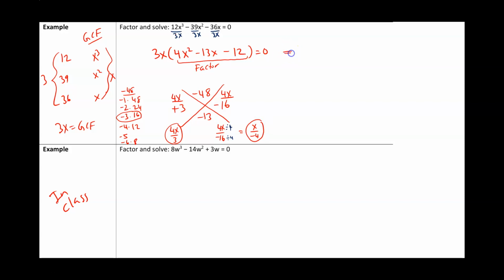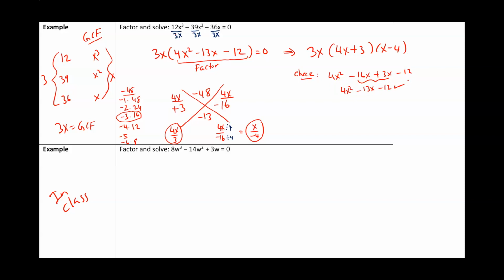So I'm going to rewrite this over here. I have the 3x that's separate from the parentheses we factored. And then that parentheses, the 4x squared minus 13x minus 12, got factored into 4x plus 3 and x minus 4. Now do a quick check just with that parentheses. 4x times x is 4x squared. 4x times negative 4 is negative 16x. 3 times x is 3x. And 3 times negative 4 is negative 12. If you add your like terms, this does give you a negative 13x, so that checks out.